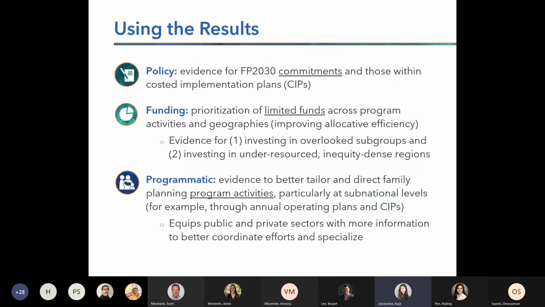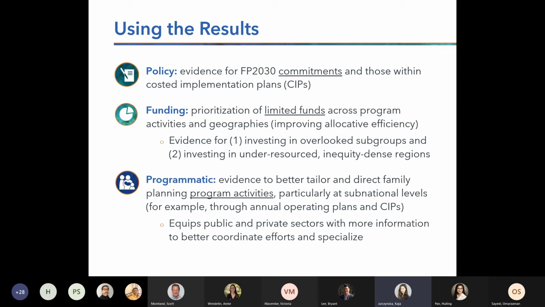So in terms of the results, you can use the results as evidence for your FP 2030 commitments, as well as those within costed implementation plans. Of course, in those, we have high-level goals, but oftentimes we like to also say a few more words about how things should be targeted, which groups should receive a service, and so this analysis can really help you develop those types of commitments.